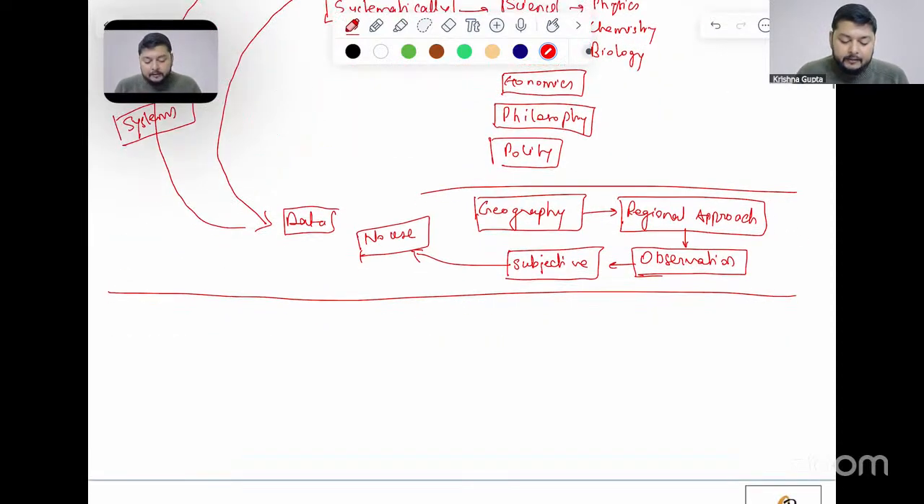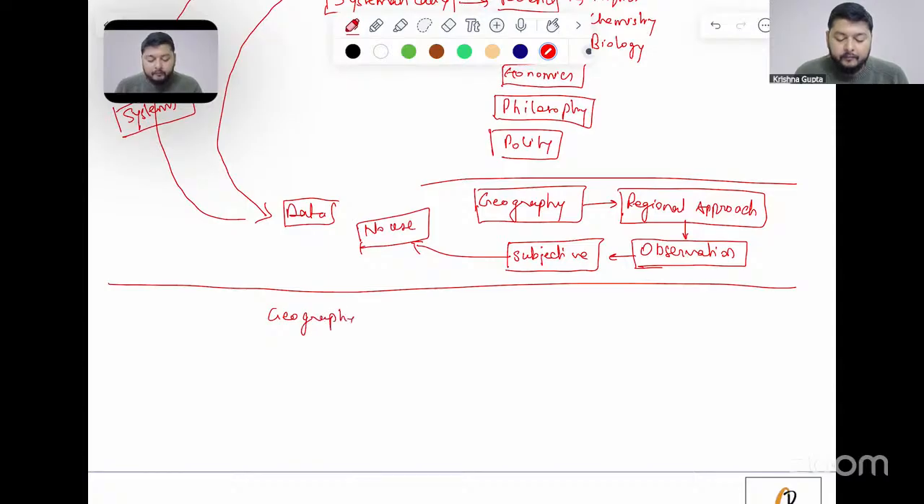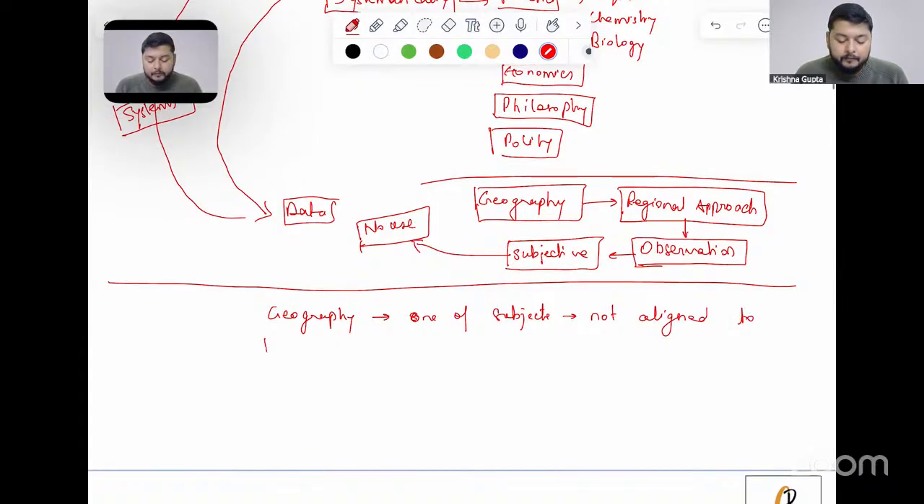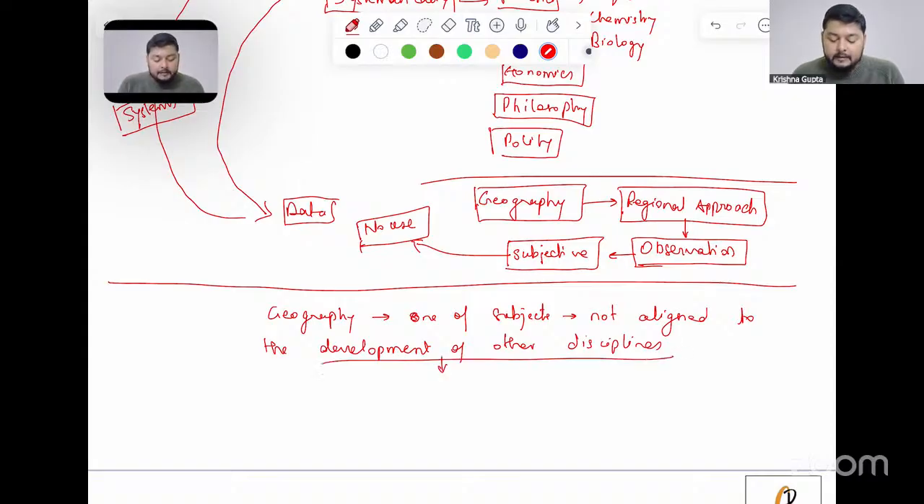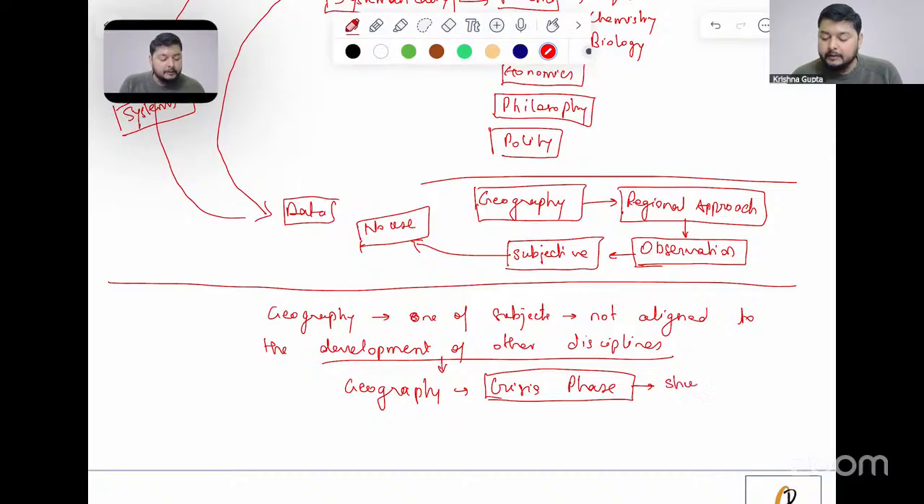Therefore, geography became one of the subjects which was not aligned to the development of other disciplines. Therefore, it resulted in the condition where geography saw a crisis phase. There was a crisis phase of geography where the geographical discipline started to shut down.